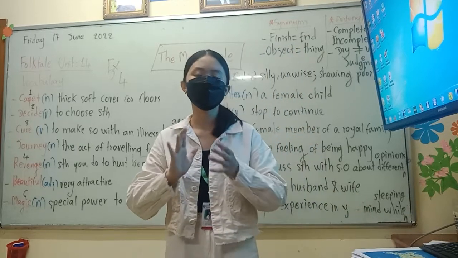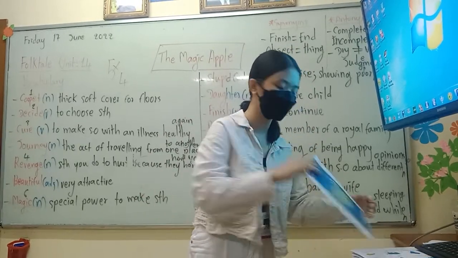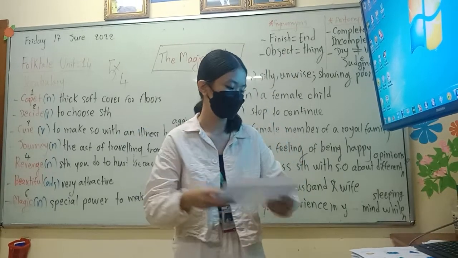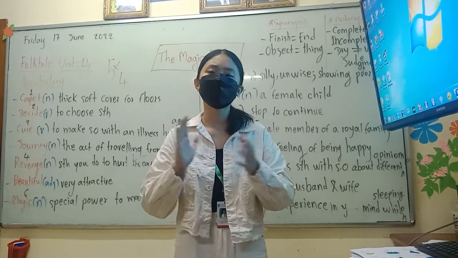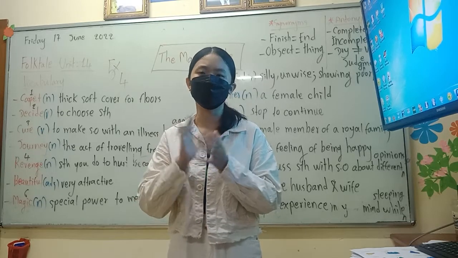And the last one is North Asia, which has only one country, and it is Russia. And the capital city of Russia is Moscow. So this is all the 48 countries that are located in Asia.